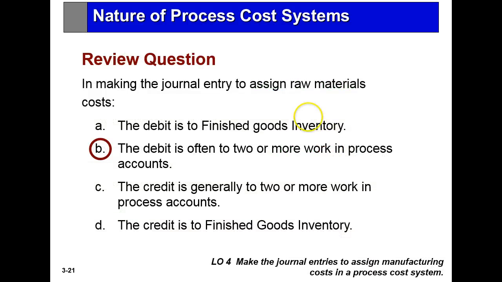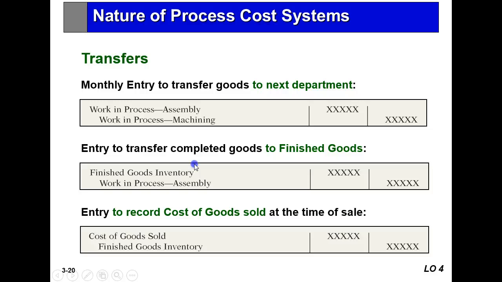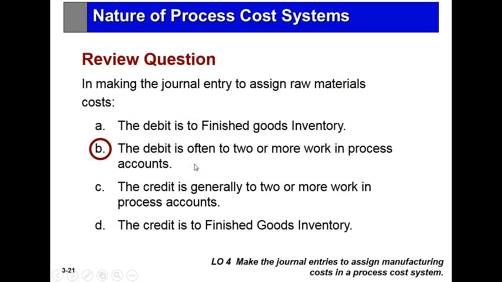In making the journal entry to assign raw material costs, you know the answer, huh? The debit is often two or more work in process accounts. So basically it's going to be two or more process accounts, because for this system to complete itself, it's going to go from one event to another, okay?